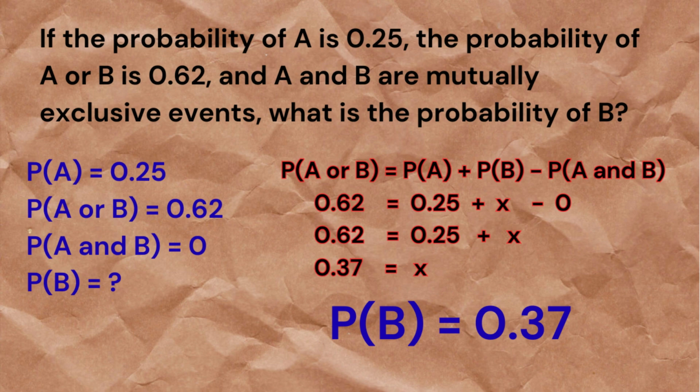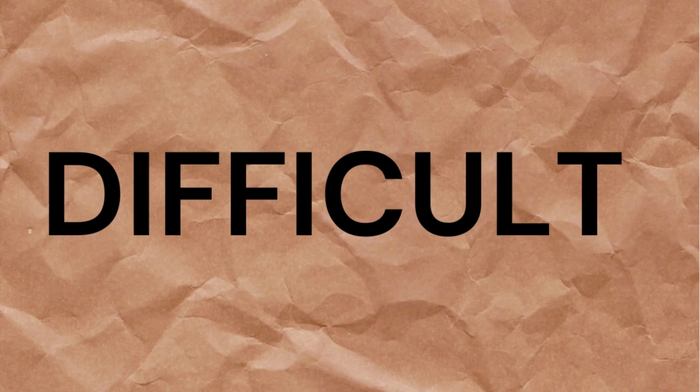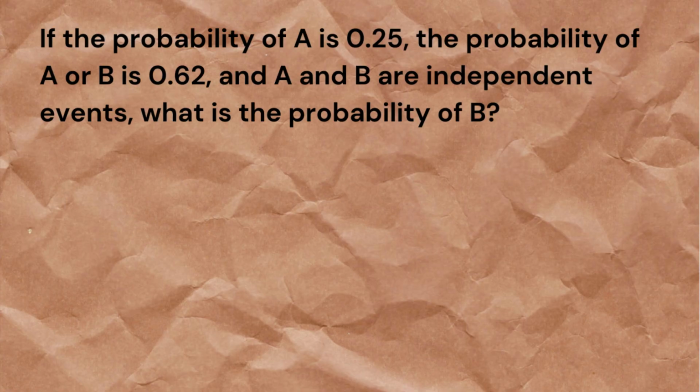Now that was a medium level because you had to know some additional information about what the heck mutually exclusive means. All right, let's check out a difficult one. Most kids get this one incorrect because, well, they just don't know what to do. Let's walk through it. So once again, the probability of A is 0.25. The probability of A or B is 0.62. But this time we're told that A and B are independent events. What is the probability of B?